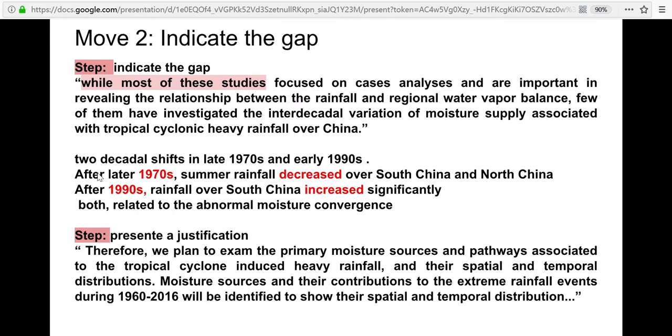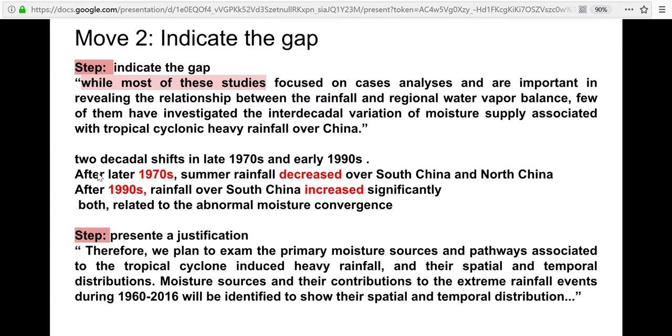And another thing that I want to mention is that previous studies have identified two decadal shifts in the late 1980s and early 1990s of the rainfall. The first one is that after the late 1980s, the summer rainfall decreased over South China and North China, and the second one is that after the 1990s, the rainfall over South China increased significantly. And the previous studies have mentioned that both decadal shifts are related to abnormal moisture convergence. So that's why I think the interdecadal variation of the moisture sources is very important in my research.